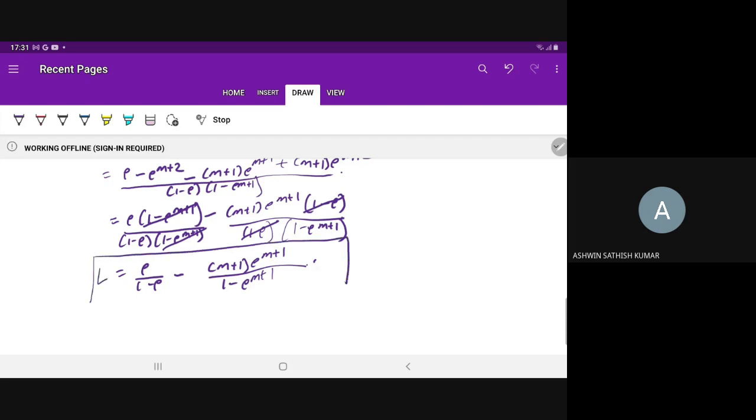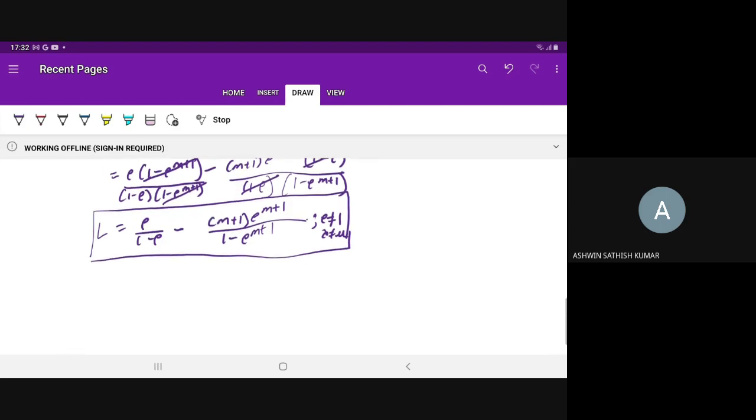This L we computed when rho is not equal to 1, or lambda is not equal to mu, using those values of the Pn. Now for this model we have one special case, when lambda is equal to mu, or rho is equal to 1.